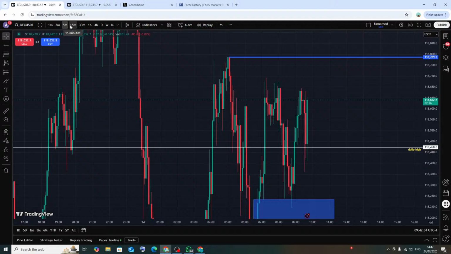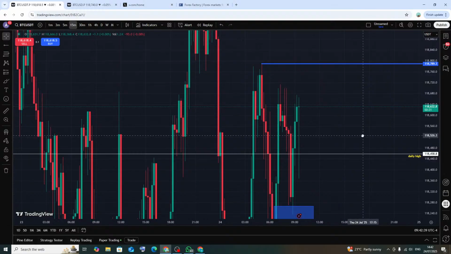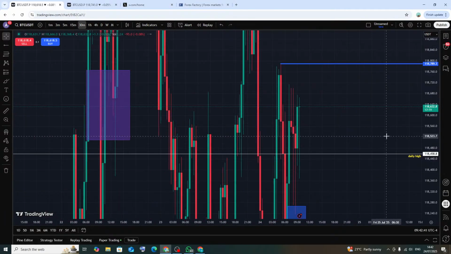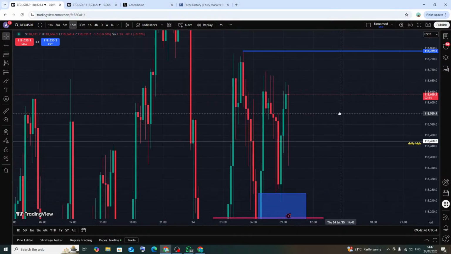Let's see the 15-minute time frame. We have 2 minutes left. It is possible now. We have 17 minutes left. It is possible. Next, at the next 15-minute time frame candle open, you can look to buy after 3 minutes.